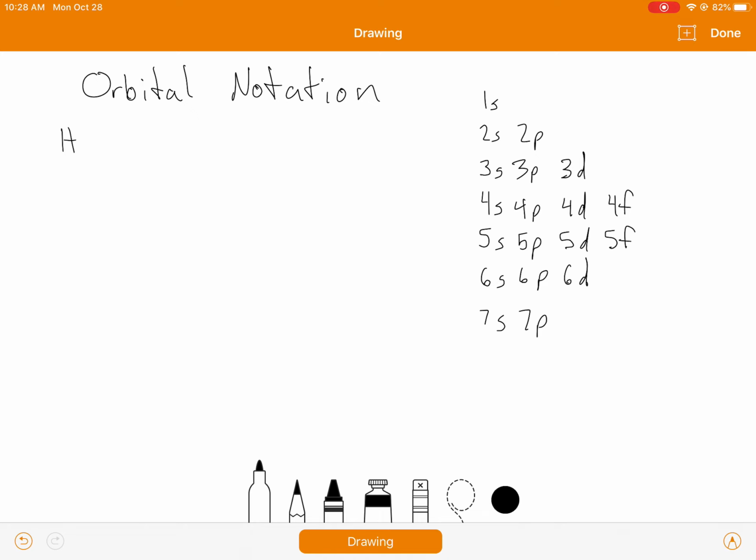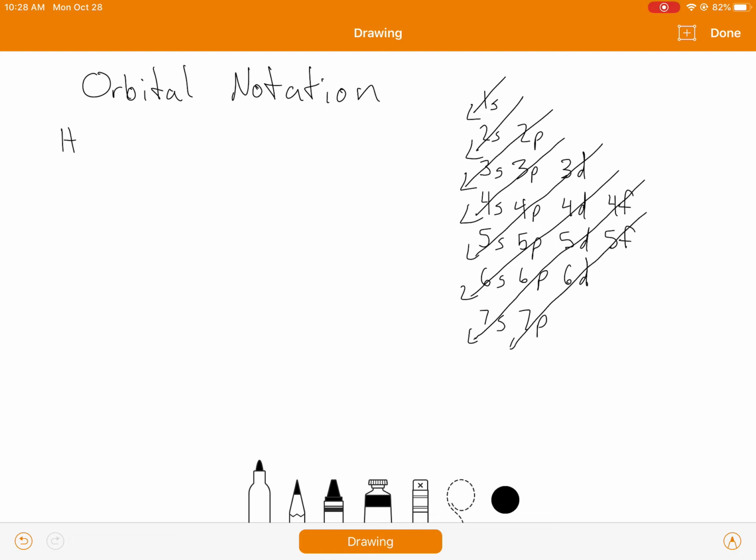So, in this, what you do is you draw arrows starting at the top right and going down, and this shows you the order that you will fill them. Like so. Okay, so if you just keep following the arrows the way that I drew them, you'll know the order to fill.